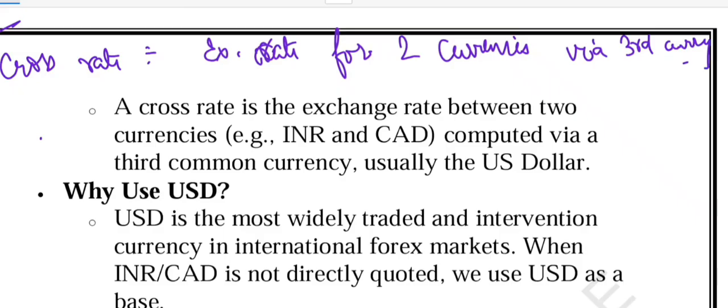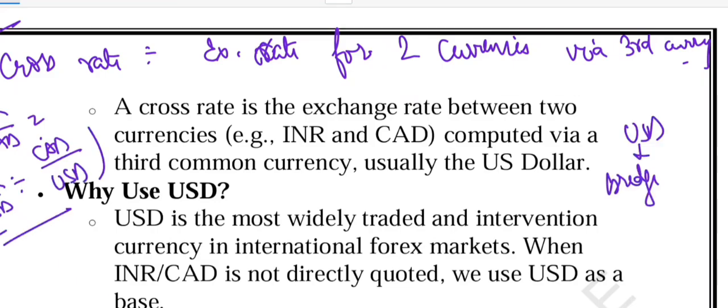And the formula is quite simple. Suppose we want to find INR/CAD, which is equal to INR/USD divided by CAD/USD. That's it. And USD acts like a bridge currency. This US dollar acts like a bridge currency, right? That is the point.